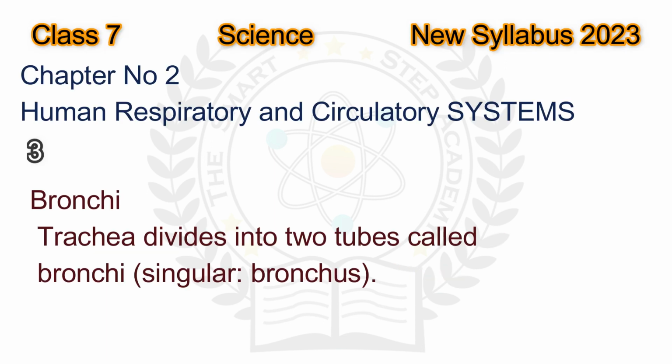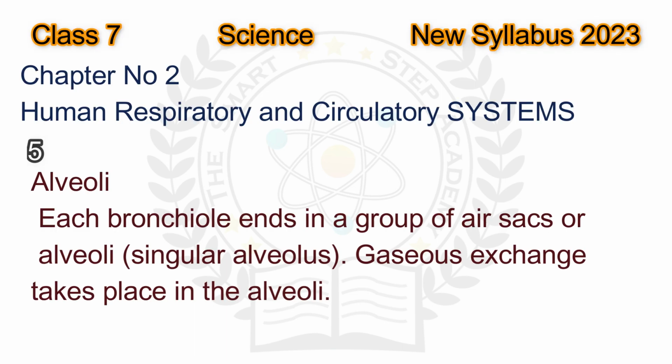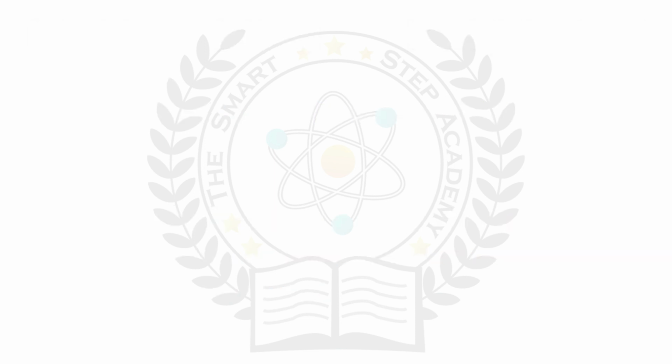Bronchi. Trachea divides into two tubes called bronchi. Bronchioles. The bronchi branch into smaller tubes called bronchioles. Alveoli. Each bronchiole ends in a group of air sacs or alveoli. Gaseous exchange takes place in the alveoli.